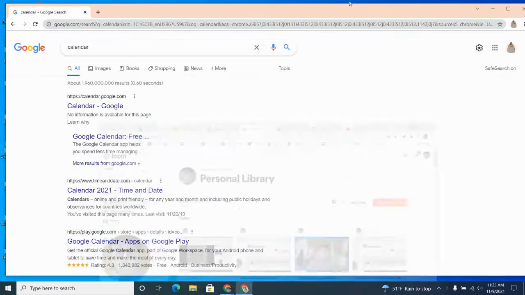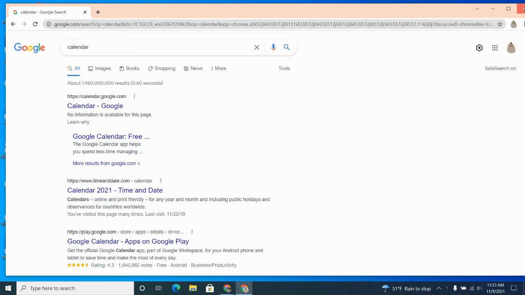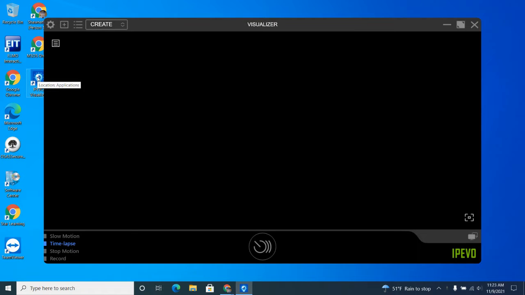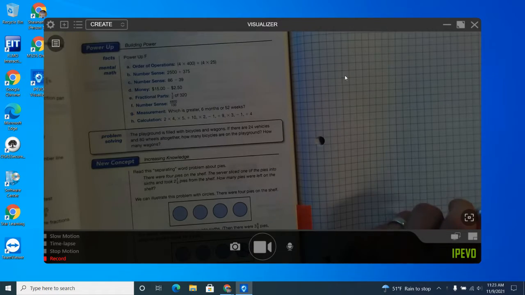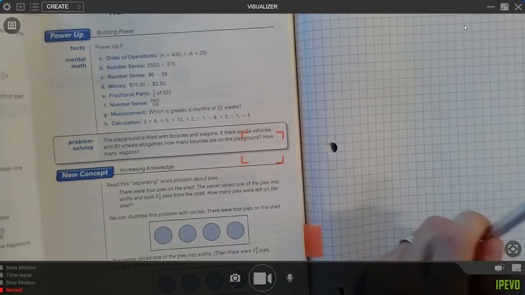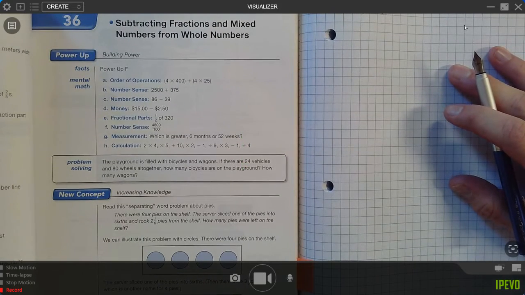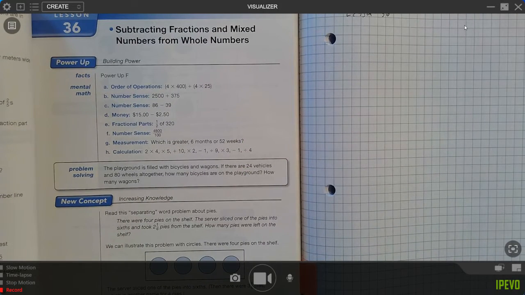So we're going to go ahead and talk about lesson 36. Sorry, let me get this up and running for you. All right. Now, this one's pretty easy, not too difficult here, lesson 36. Okay, mental math, you got your problem solving. Now, the new concept here is talking about fractions, mixed numbers, and adding and subtracting them.